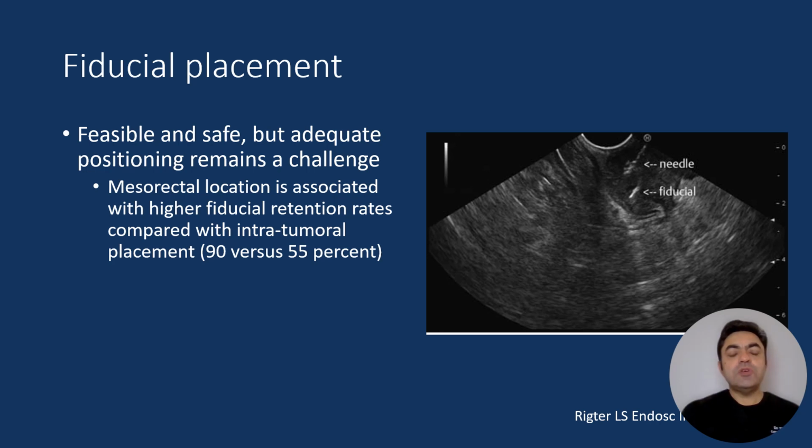Fiducial placement is also possible. So fiducials are small little metal bits that can be placed via EUS into the tumor. The radiation oncologist then can identify these, which can guide them to perform more accurate radiotherapy.